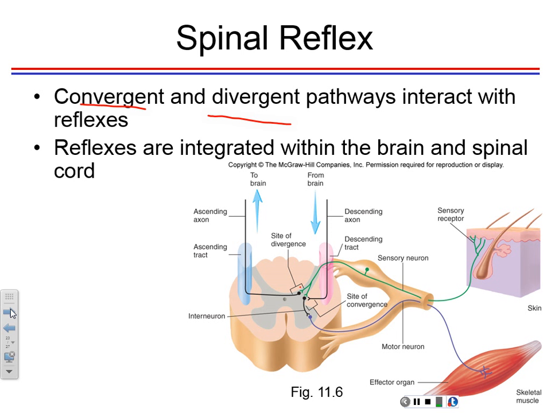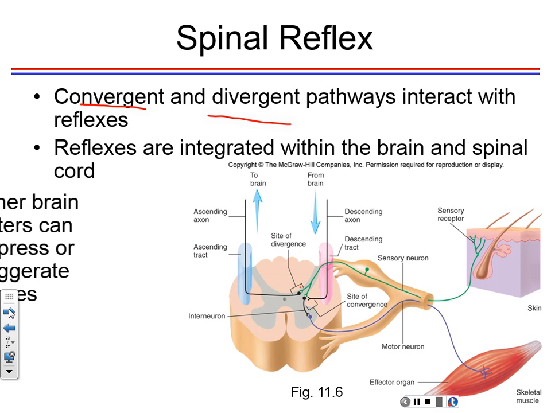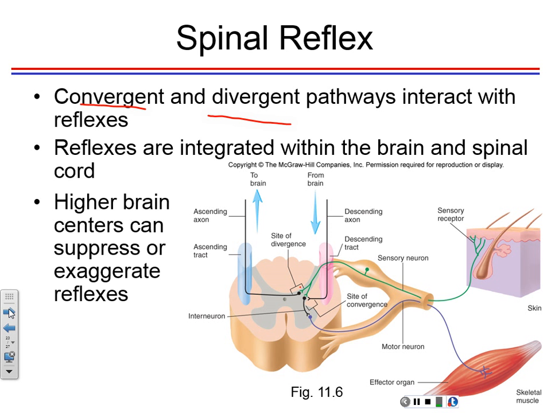Make sense? Okay. And so, like I said, those reflexes are integrated by the brain, which gives the final instructions on what kind of response we need to have. All right. So those higher brain centers could either accentuate or reduce the response of the reflex. Right?